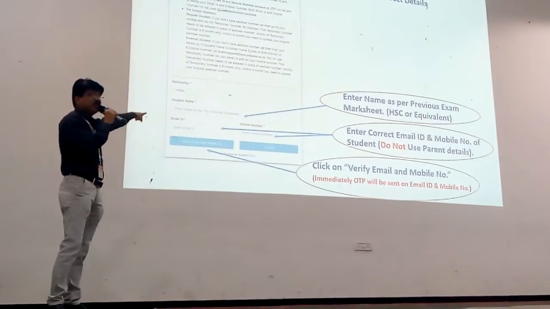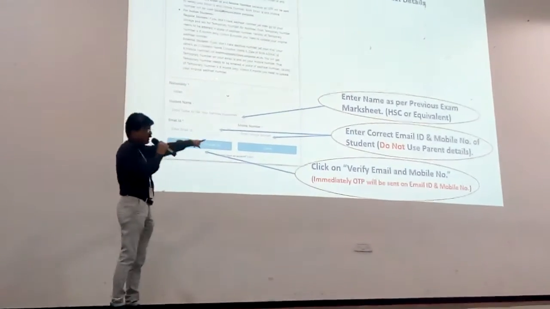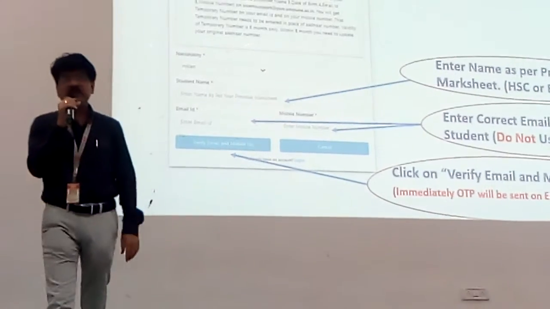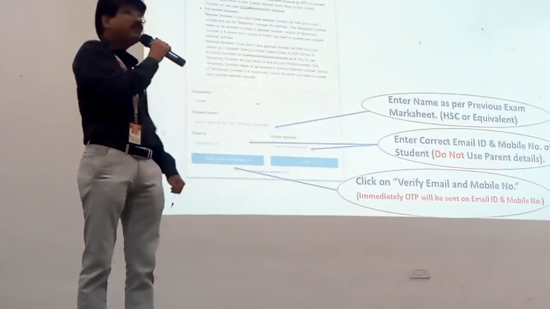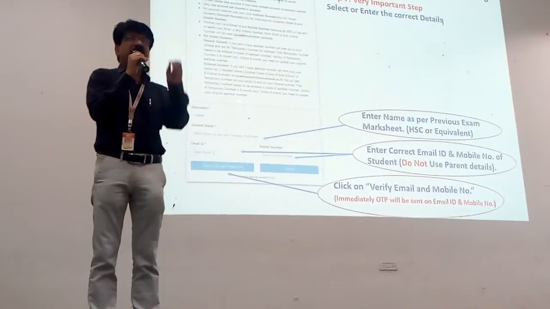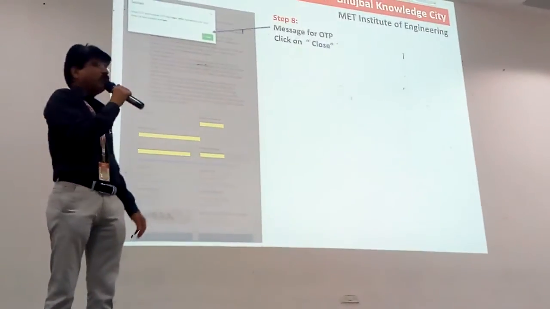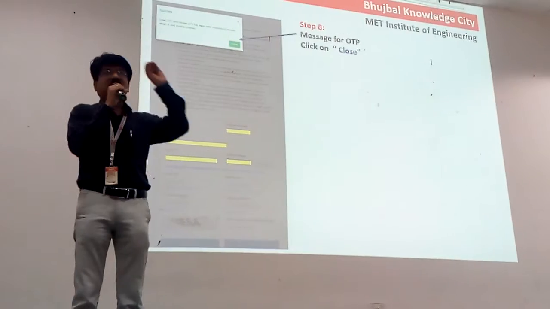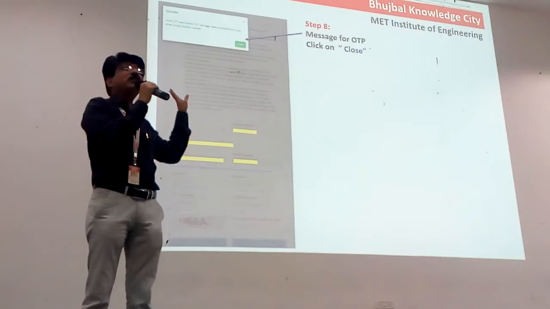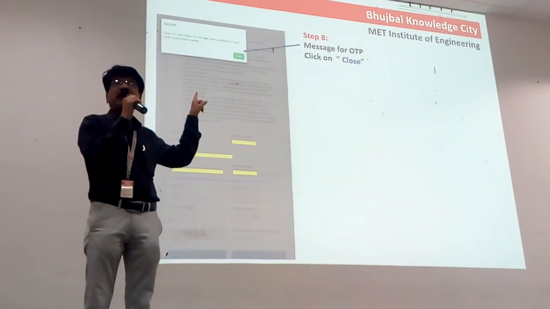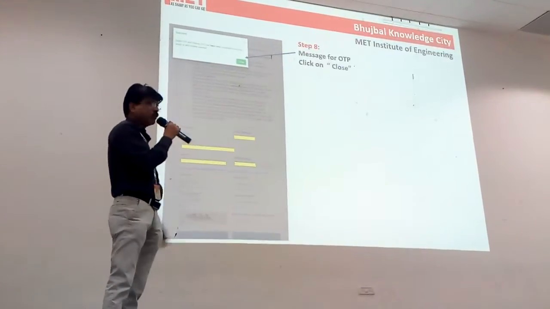So fill in your name as per the 12th mark sheet, then a valid email ID and mobile number, both you have to enter. And this step is very important, because immediately when you click on verify email and mobile, you will receive an OTP from SPPU. Once you enter that, you will get this message that the OTP will be sent. If there is a load on the site, there will be a delay in displaying this message. Unless and until you get this message, you cannot proceed further. So once you get this message, click on close.